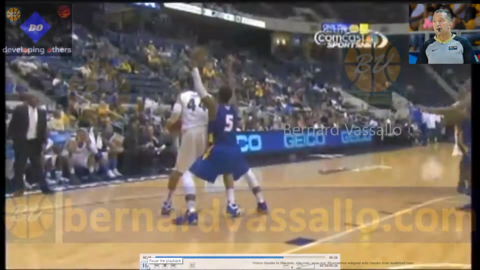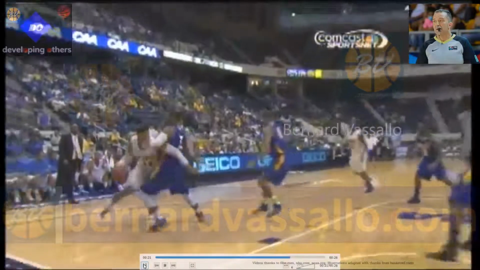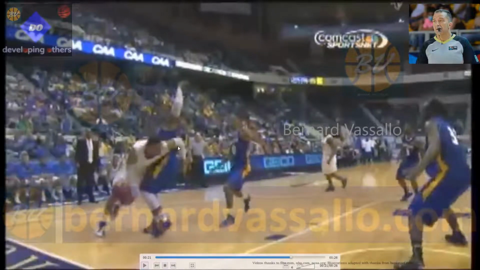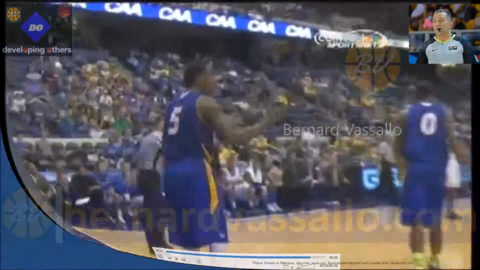With the ball played down in the post, offensive player starts to make a move. Defender, legal guarding position, defending properly. Offensive player extends his arm, wraps around the defender, hooking action. You see the hook there to try to gain an advantage. Referee.